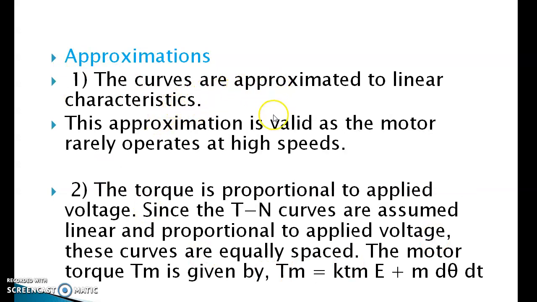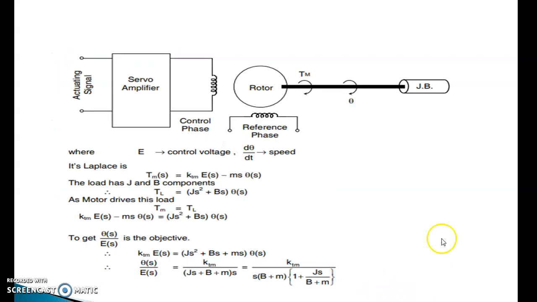Approximations. The curves are approximated to linear characteristics. This approximation is valid as the motor rarely operates at higher speeds. The torque is proportional to the applied voltage. Since the speed torque curves are assumed linear and proportional to applied voltage, these curves are equally spaced. The motor torque Tm is given by Tm = Kt e + m dθ/dt.